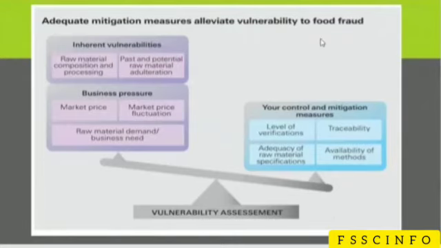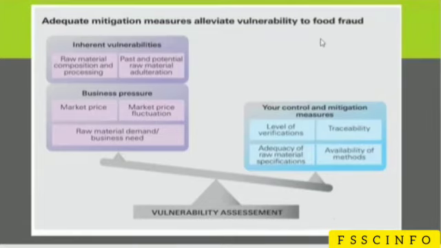In these slides, continuing the same thing, if you have very good mitigation or preventive strategies, you can alleviate or decrease the vulnerabilities of food fraud. For example, if there are inherent variabilities in raw material composition and processing, you should know whether there is past and potential raw material adulteration, whether there is business pressure, marketing, pricing, whether the marketing price is less and you want to make more money, you have difficulty in providing the things. Demand is more, supply is less.